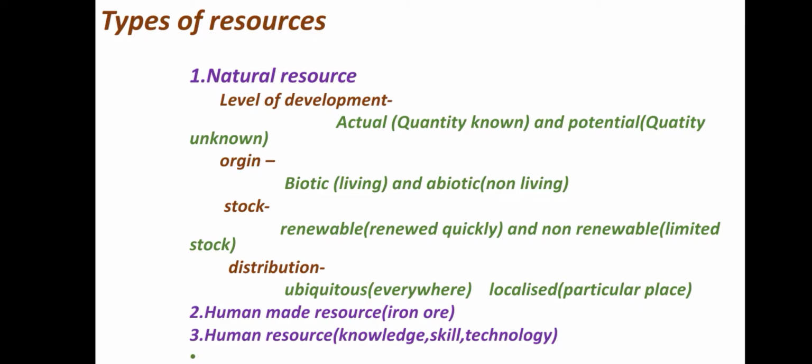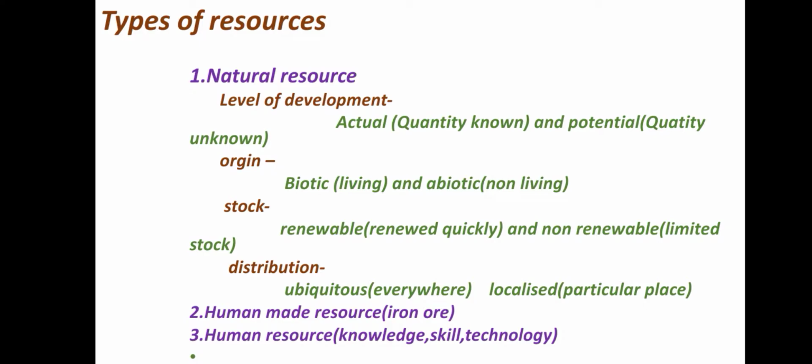If you don't know the quantity, for example, do you know how much wind will blow today and how much electricity will be produced through a windmill? No, no one can conclude that. So the quantity is unknown. So it is called a potential resource. Actual resource means quantity known. We can give the example, petrol. Potential resource means quantity unknown. We can give the example, windmill. According to the level of development, it is divided into actual and potential.